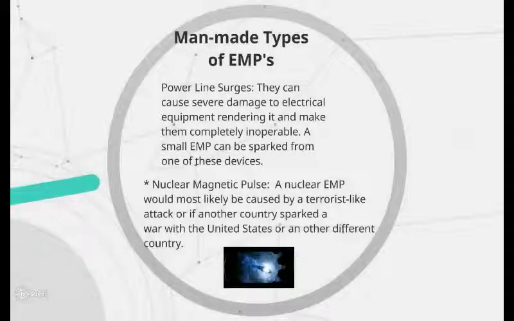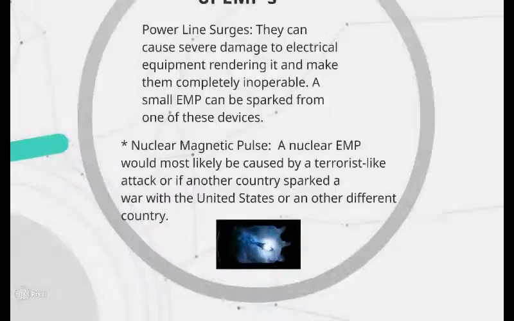Man-made types of EMPs. Power line surges. They can cause severe damage to electrical equipment, making it completely inoperable. A small EMP can be sparked from one of these devices. Nuclear magnetic pulse. A nuclear EMP would most likely be caused by a terrorist-like attack, or if another country sparked a war with the United States or another country.